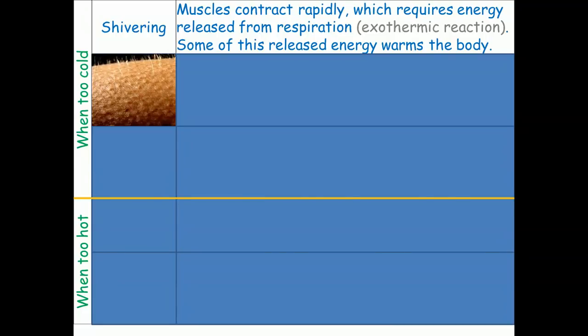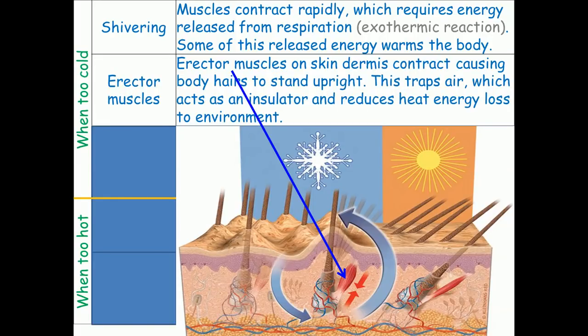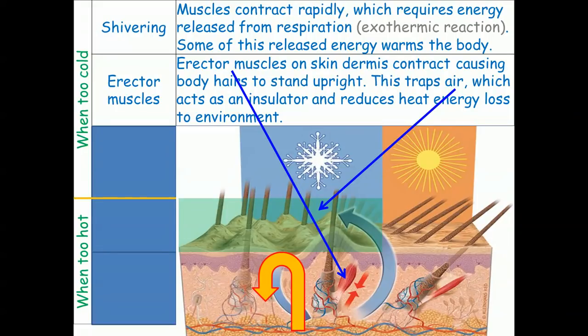Another method, when you're too cold, you can see here we've got goosebumps on the skin, and this involves muscles as well, and these muscles are called erector muscles, and these erector muscles are found in the skin dermis where they contract, and when they contract they cause the body hairs to stand upright. And because the body hairs stand upright, it traps air, and that air acts as an insulator and reduces the heat energy lost to the environment. So you can see when it's cold, because of the trapped air due to body hairs standing upright, the heat energy lost to the environment decreases, whereas when it's a hot environment, the body hairs are flat, there's no air trapped as an insulator, and therefore heat energy can be lost to the environment.